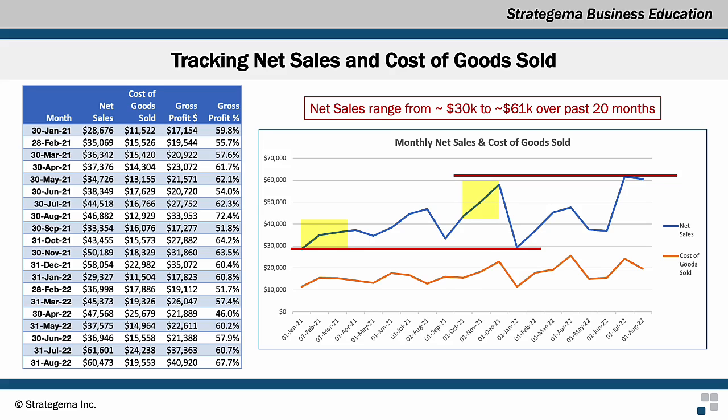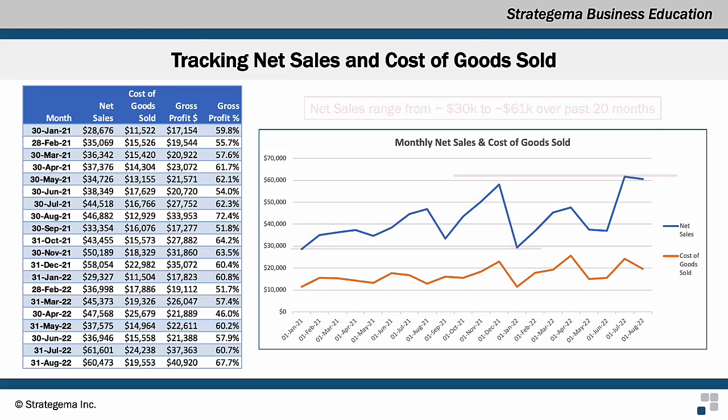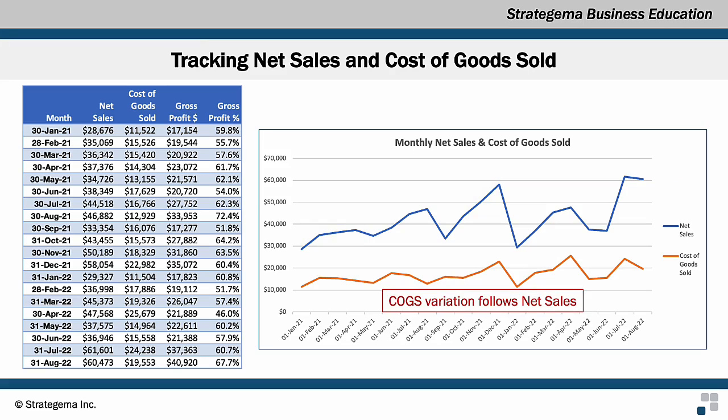This suggests our business is likely subject to cyclical variations, which is what you'd expect to see for a retailer. The 3 months leading up to Christmas are busier than the 3 months after. We can also see that cost of goods sold follows the variation. Cost of goods sold, however, doesn't tell us a lot. What we really want to look at is the gross profit percentage.